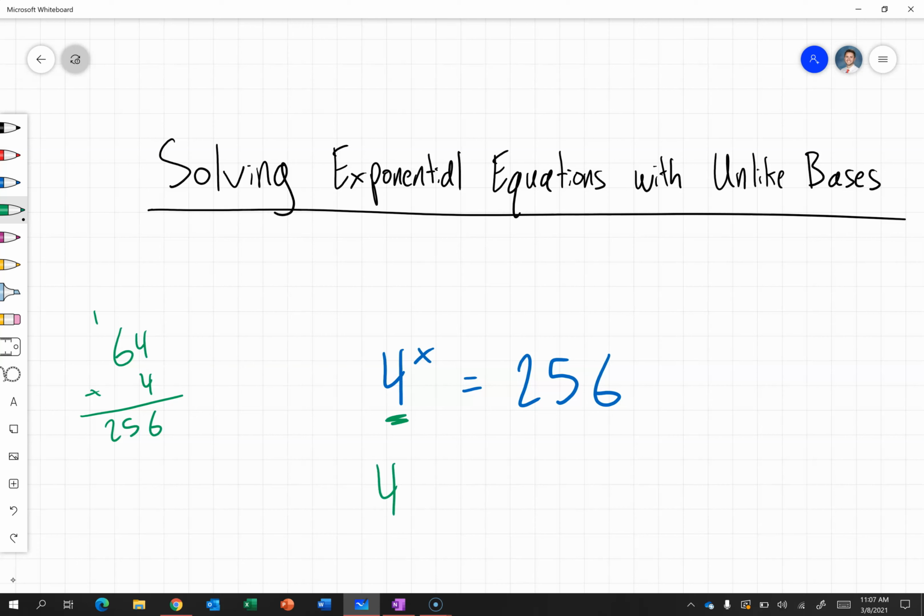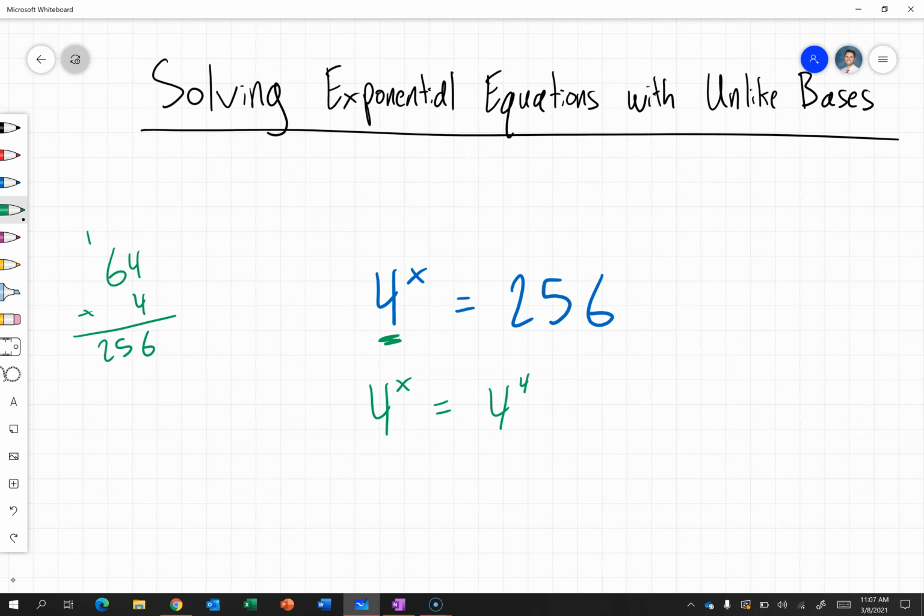So here we have 4 to the power of x equals, we just showed that 256 is 4 to the fourth power. Now that we have the same base, we can just set our exponents equal to one another, and we get x equals 4.